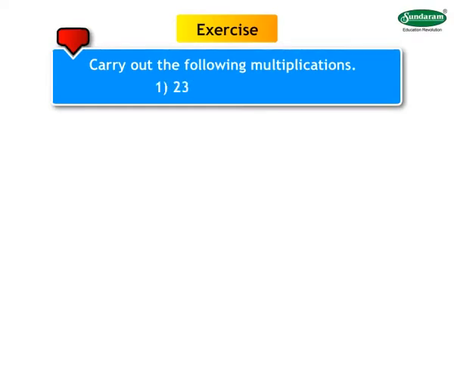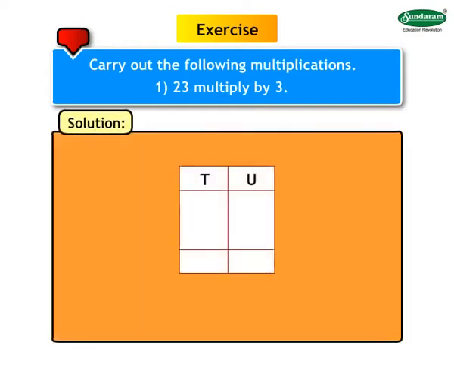1. 23 multiplied by 3. Here we have to multiply 23 by 3. In the number 23, the digit in the units place is 3 and the digit in the tens place is 2. First multiply the units digit 3 by 3. We know that 3 3s are 9. Therefore, we will write the product 9 in the units place of the product.